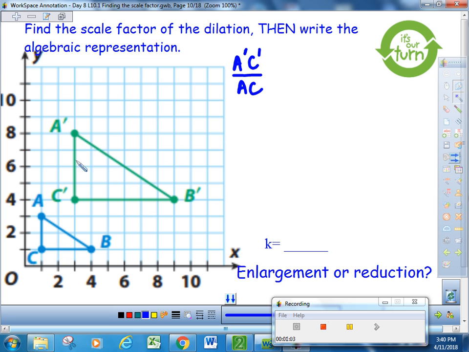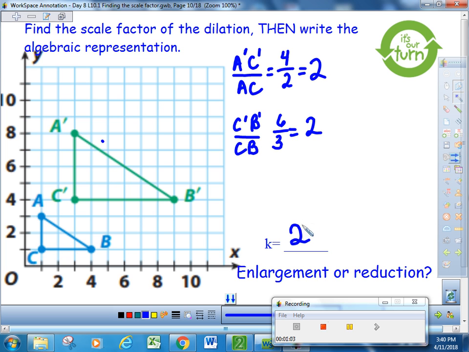So if I count the prime, 1, 2, 3, 4, this is equal to 4, and then AC is 2. 4 over 2 is equal to 2. Now I got to test this side. I have C prime B prime over CB. And then count 1, 2, 3, 4, 5, 6 over 1, 2, 3. 6 over 3 is 2. My k equals 2. So right on there, k equals 2. And is it an enlargement or reduction? Well, k is greater than 1, so it's an enlargement.